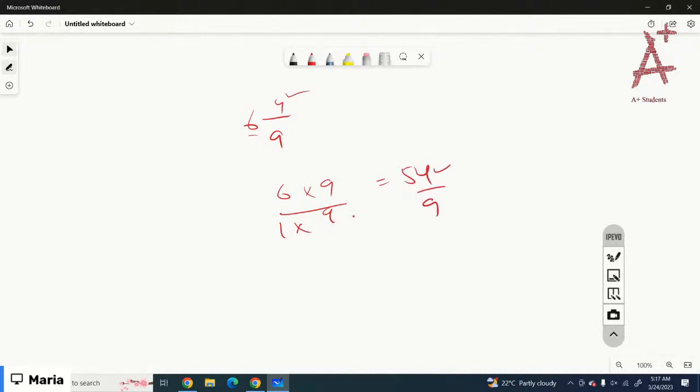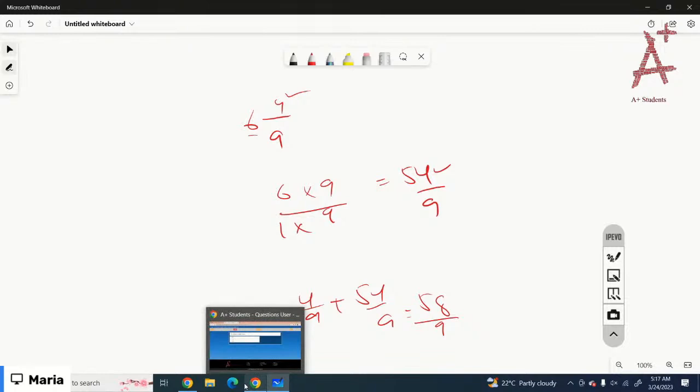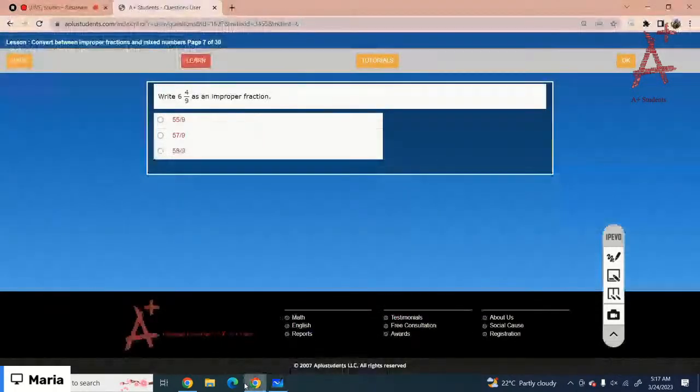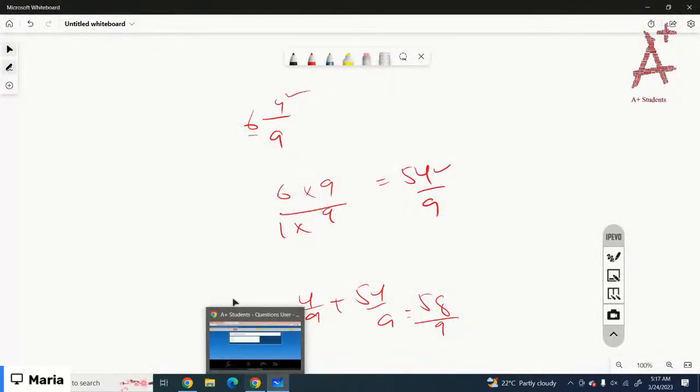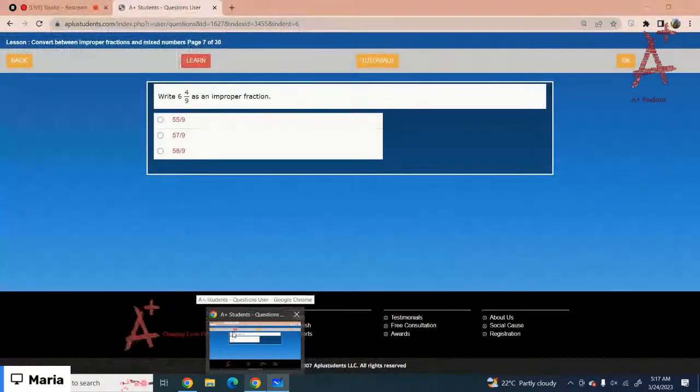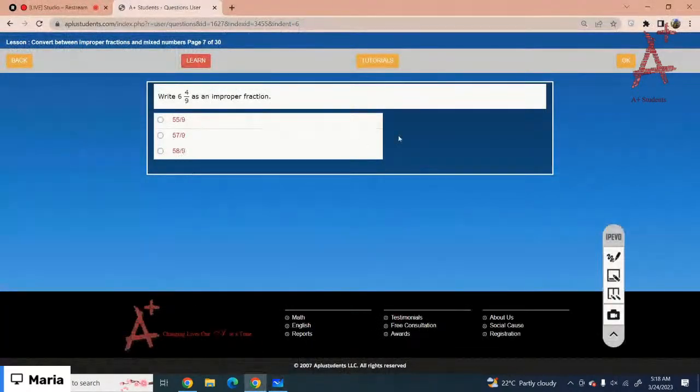Just add 4 over 9 and 54 over 9. So it would be 58 over 9. Got it? So the correct option is 58 over 9. Got it? So just select the correct option and click on the OK button.